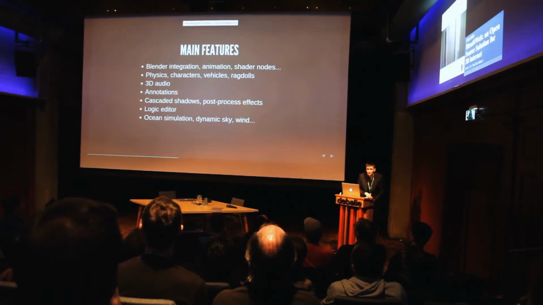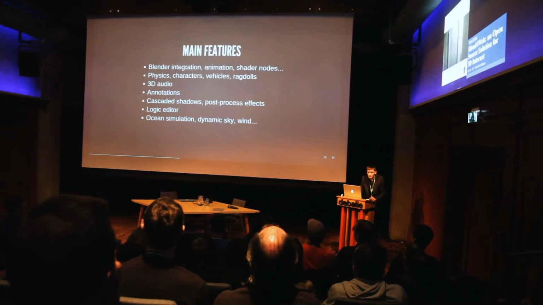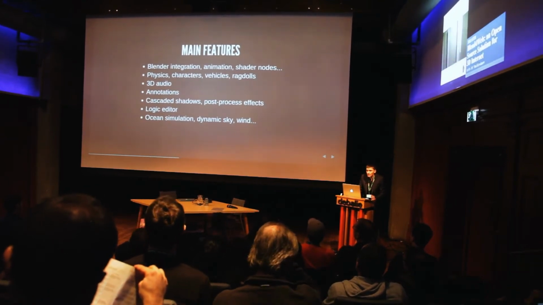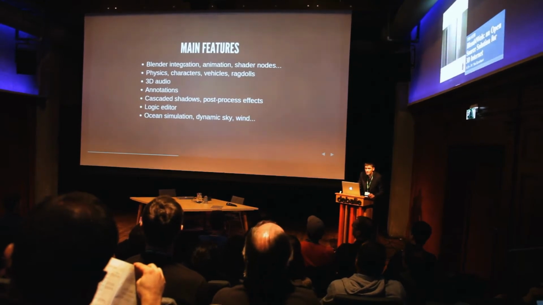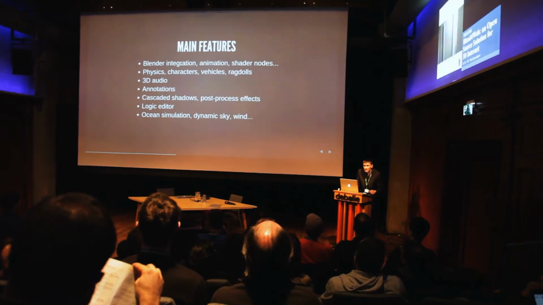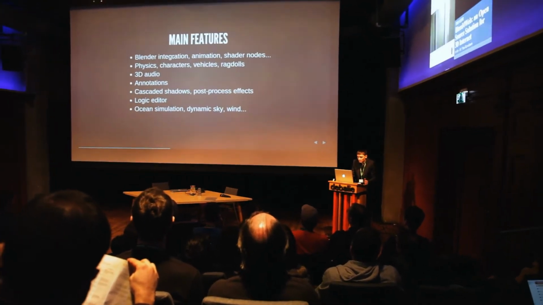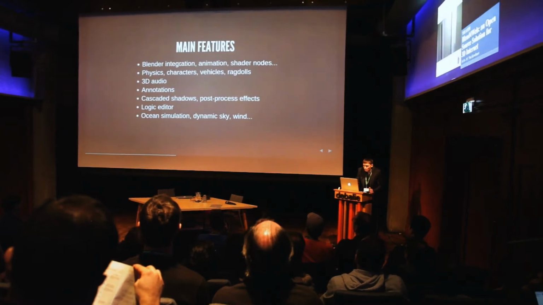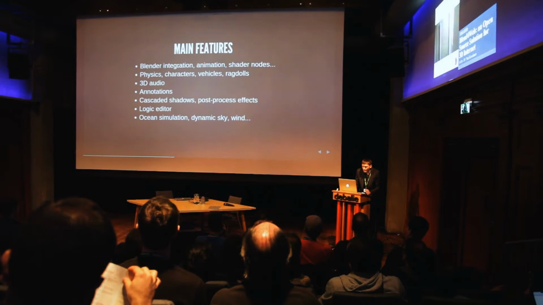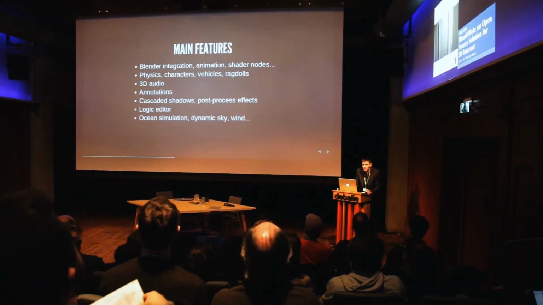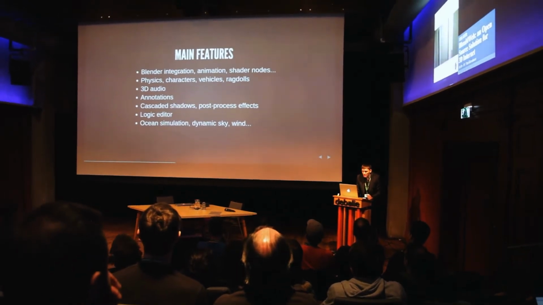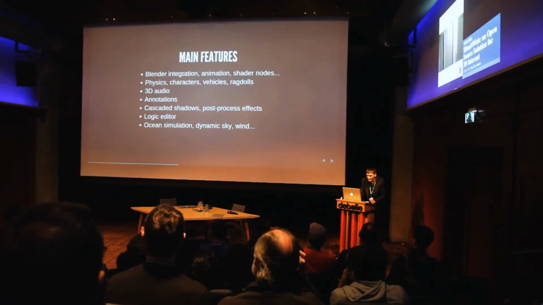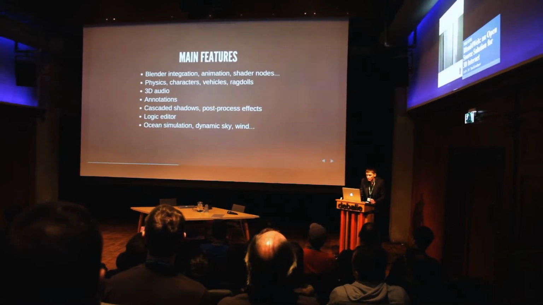So let's take a brief tour of Blend4Web capabilities. The main feature is Blender integration, of course. You can just install the add-on and export with a single click everything you have on the Blender scene. It also supports animation of different kinds, including vertex animation, skinning, material animation, and so on. It also supports shader nodes, which I will talk about later. The award-winning Bullet physics engine is also supported, and we add some extras such as characters, vehicles, ragdolls, buoyancy. 3D audio capabilities of Blender are supported as well.